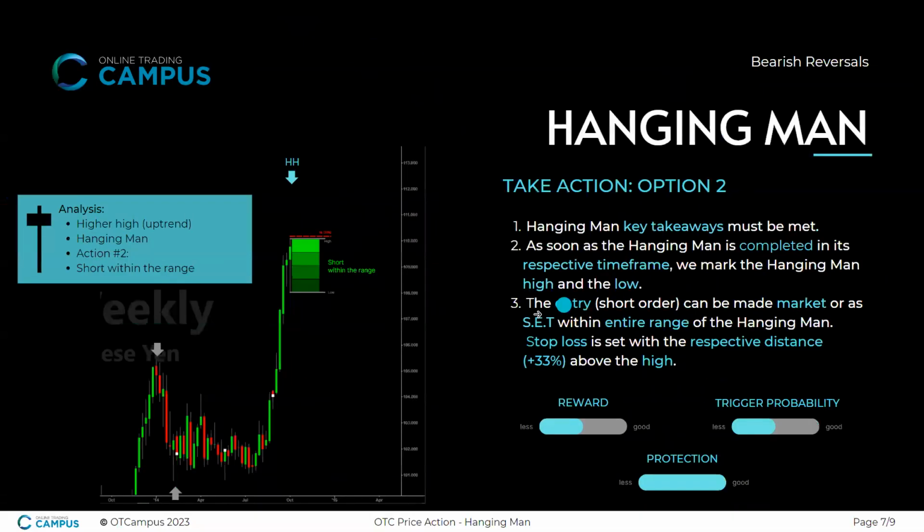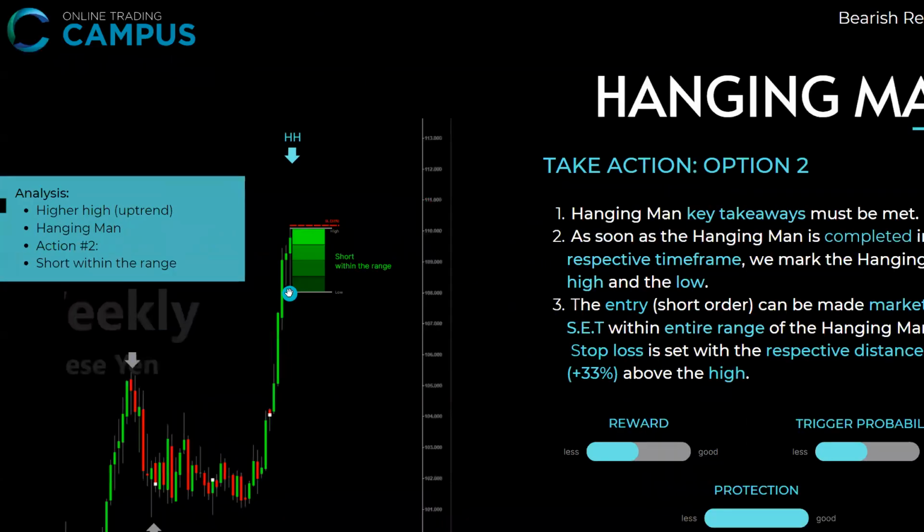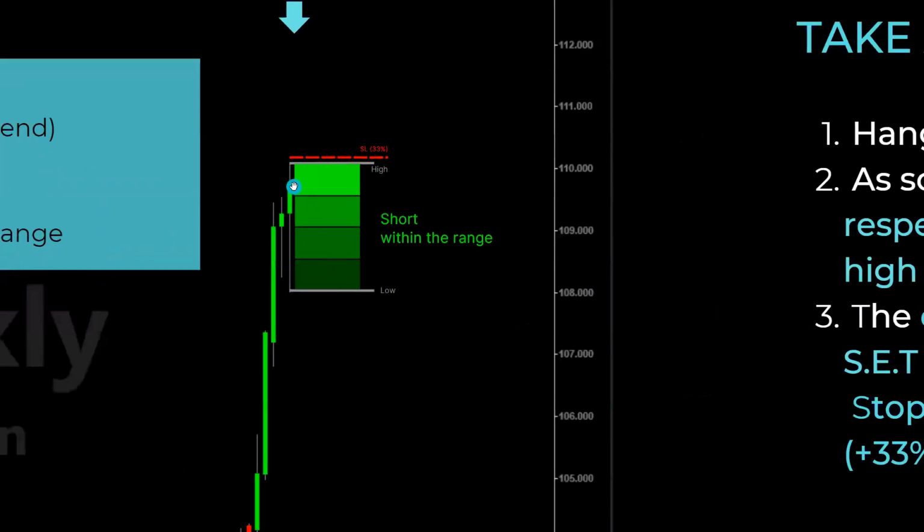Perfect. Number 3, the entry or short order can be made at market or set within the entire range of the hanging man. That means, look at this, it is a hanging man. And for example, option number 1 is short below. If we open in the same area where we closed the previous week, here, then it's possible to market short at the opening, stop loss here above, and then enjoy.